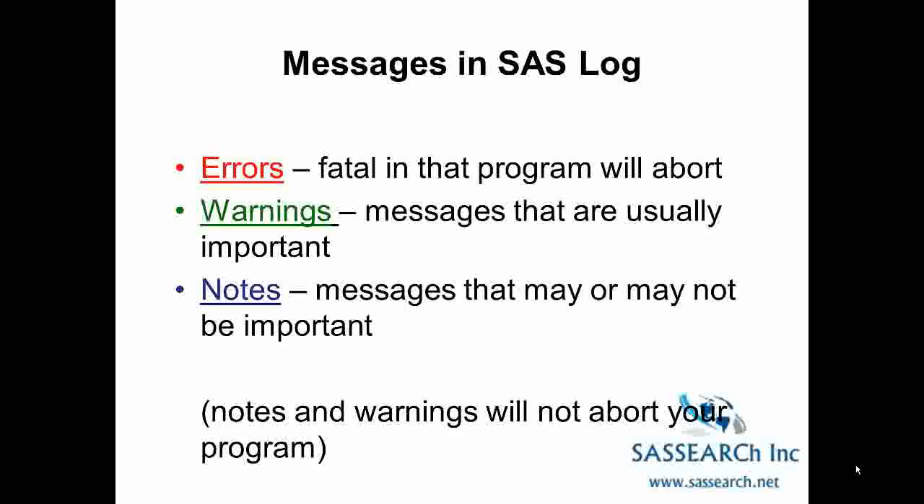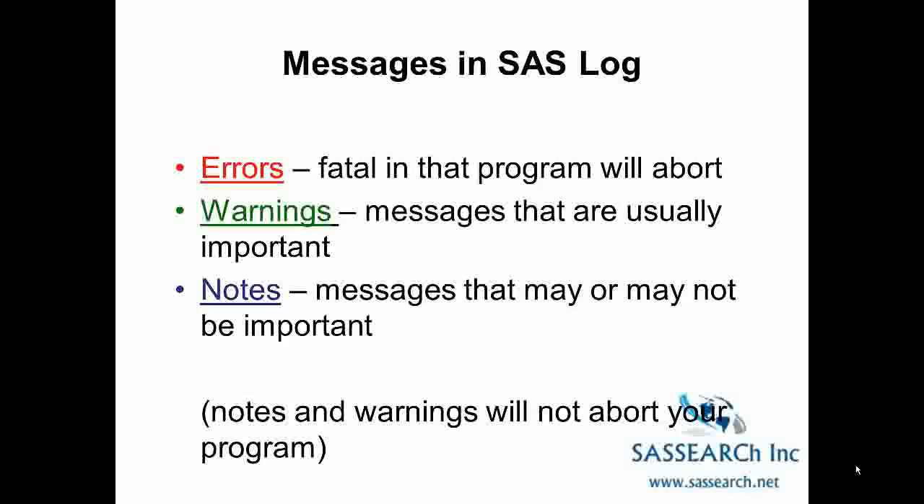Warnings are messages that are usually important. SAS saw something that was odd in your program, but SAS understood your program well enough to continue. Before looking at your output, you would want to understand the warning. Lastly, there are notes. These give you information about what SAS did, like how many observations were read in, or how much CPU time was used. Notes can sometimes give you important information.